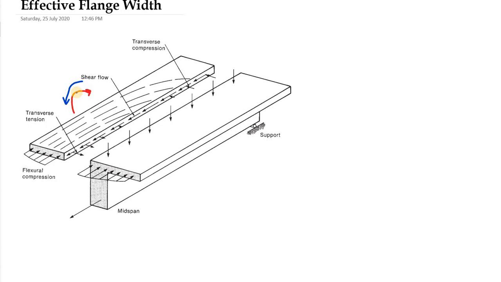So there is a need of an equilibrating moment. That moment is generated by these forces. If you see this transverse compression and this transverse tension, these forces are equal in magnitude, opposite in direction, but they are capable of producing a moment in this direction, the blue arrow direction. So this moment, due to the transverse compression and transverse tension forces, is being produced so that the flange remains in equilibrium as far as moment equilibrium is concerned.